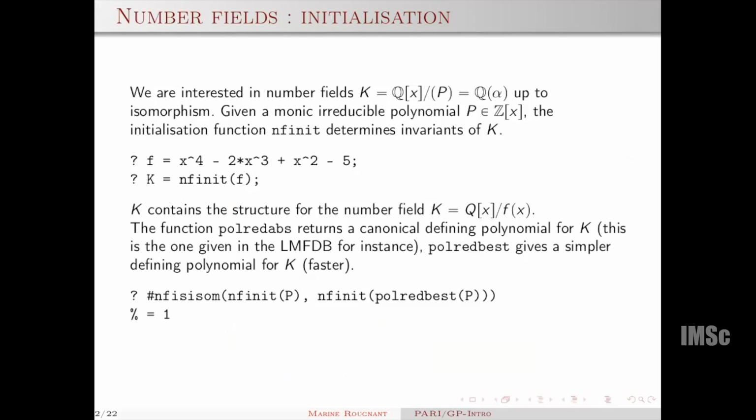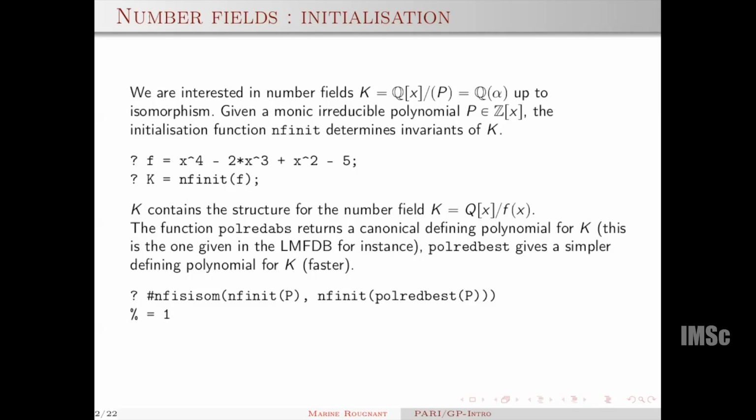So we are looking at a number field K defined by a polynomial which I will call P, and you can also write it as Q(alpha), where alpha is the root of P. So we saw that yesterday. This polynomial has to be irreducible and monic, and if you want, you can initialize your number field with this function, nfinit. Just put your polynomial inside. This output contains all the structure of your number field.